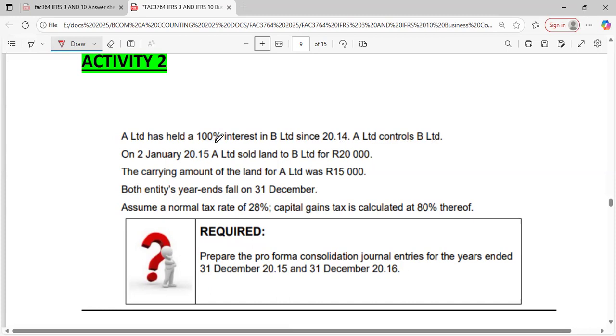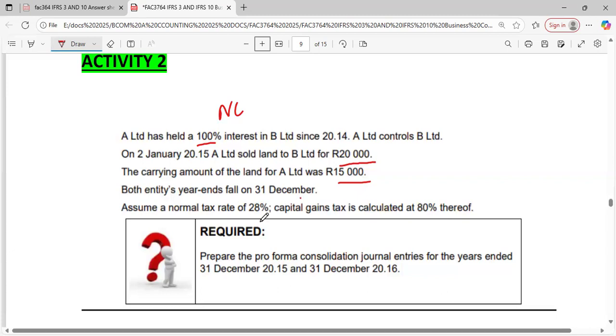They hold 100%, so there is no non-controlling interest. On 2 January 2015, A Limited sold land for 20,000. The carrying amount of the land for A Limited was 15,000. Both entities' year ends fall on 31 December.